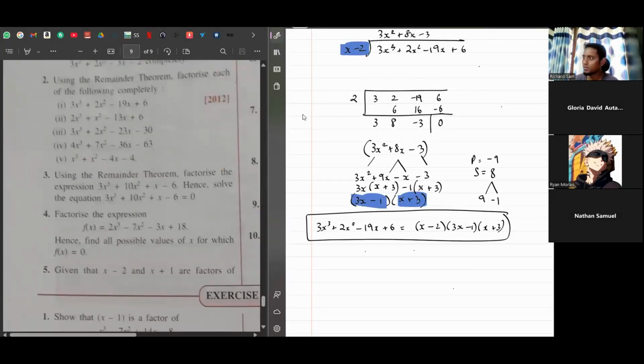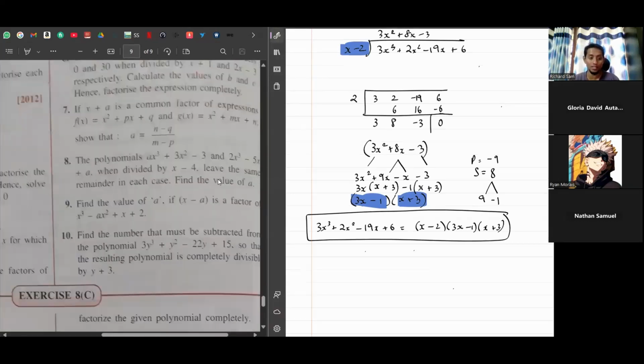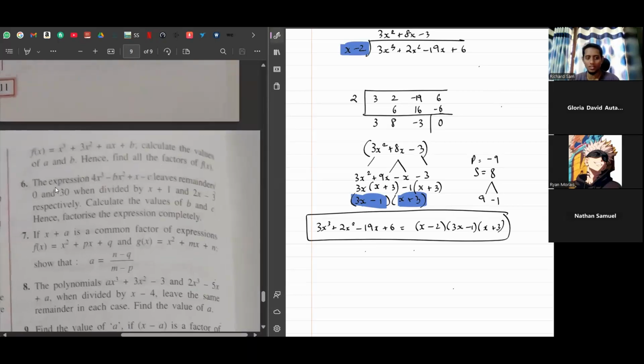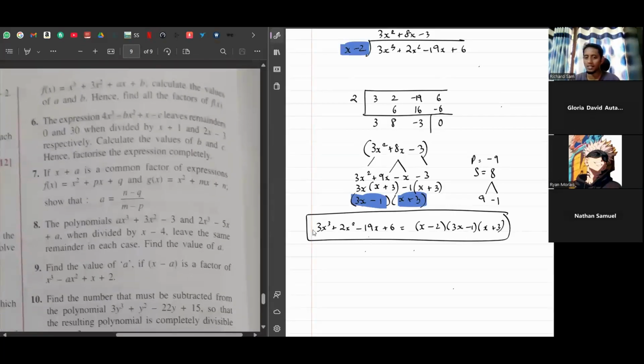Now in some questions, they will give you 1 factor, which means you can skip the first step because you already got a factor. You can directly start the long division or the synthetic division method. Sometimes they'll give you 2 factors and then tell you to find the other values. Like look at this 5th question. Given that x minus 2 and x plus 1 are factors of this expression, calculate the values of a and b. So how will you do this? You'll get 2 equations simultaneously. You have to solve it.